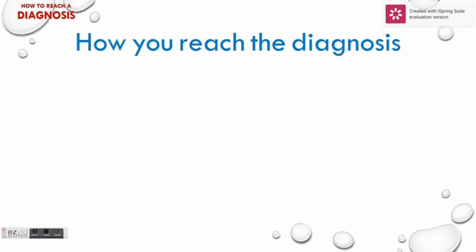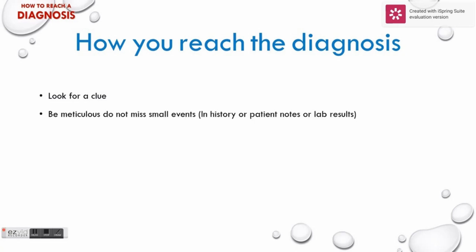Now with the second part, how to reach a diagnosis. Without a clue you will not be able to reach a diagnosis. So all your work in the history and the examination, you try to find a clue for a diagnosis. The clue could be a sign, a symptom, something in the family history, or something in the lab. Without this clue, your life will be difficult. Be very meticulous. Do not miss small events in the history or in the lab results.